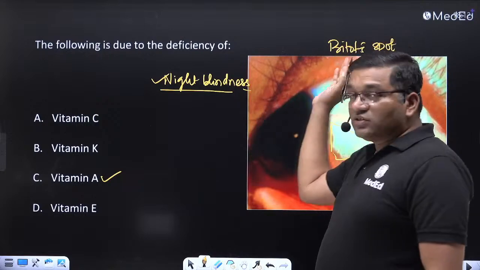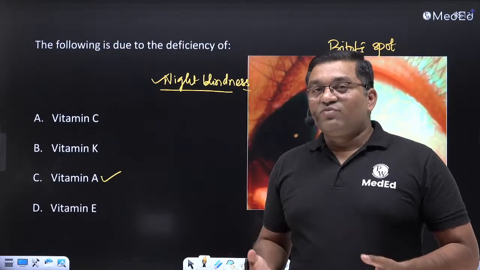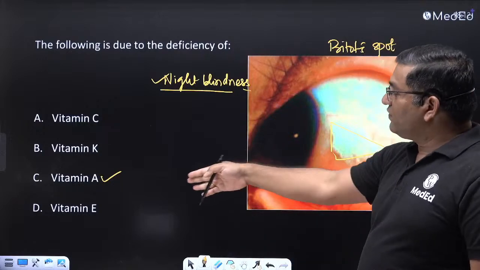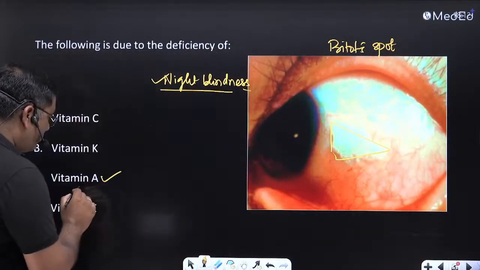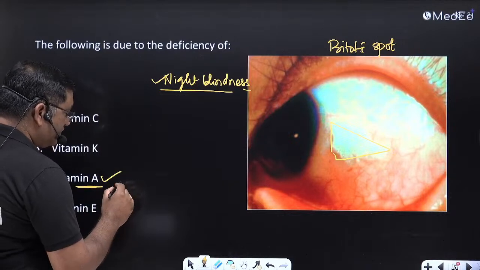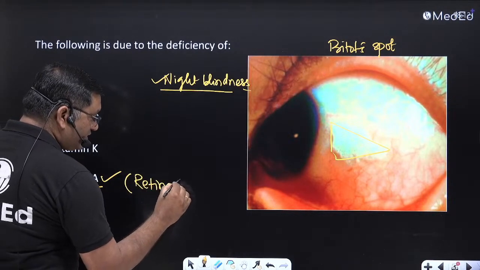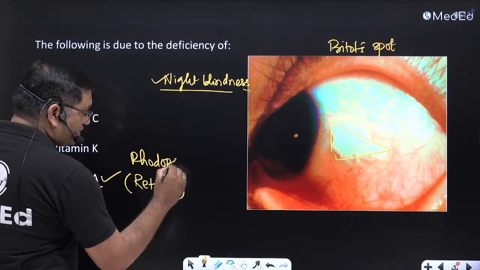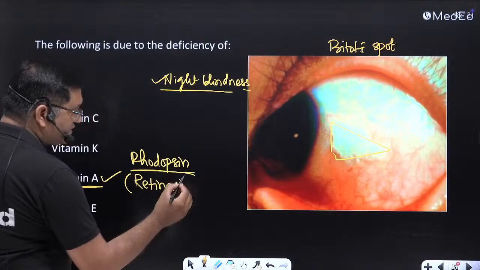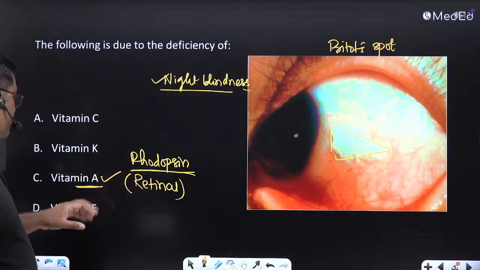Okay, then Bitot spot, conjunctival xerosis, then corneal xerosis, then keratomalacia, then blindness. So these are the features of vitamin A deficiency. And which form of vitamin A is important for vision? It is retinal, which is present in rhodopsin. Rhodopsin is 11-cis retinal plus opsin. Okay.